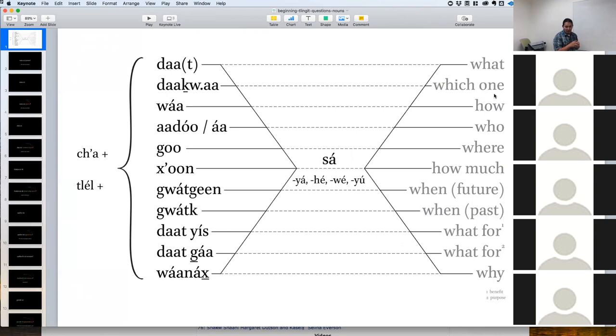Adusa. So you could say, who is your mother? Adusa itla. And then you could have different verbs. Adusa e'in akawanik. Who told you about that?